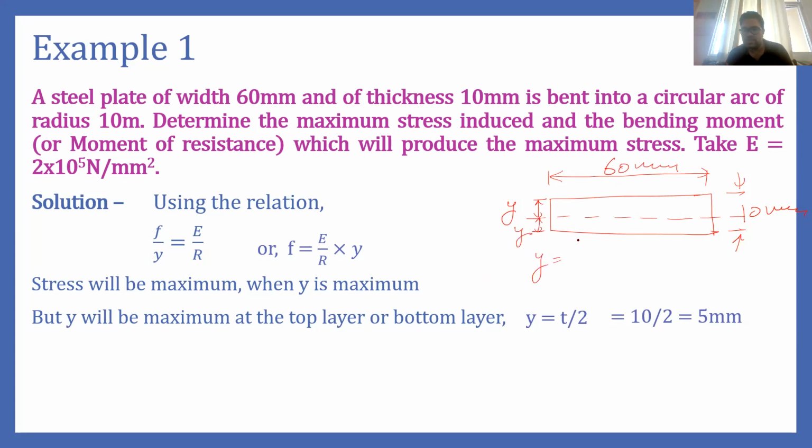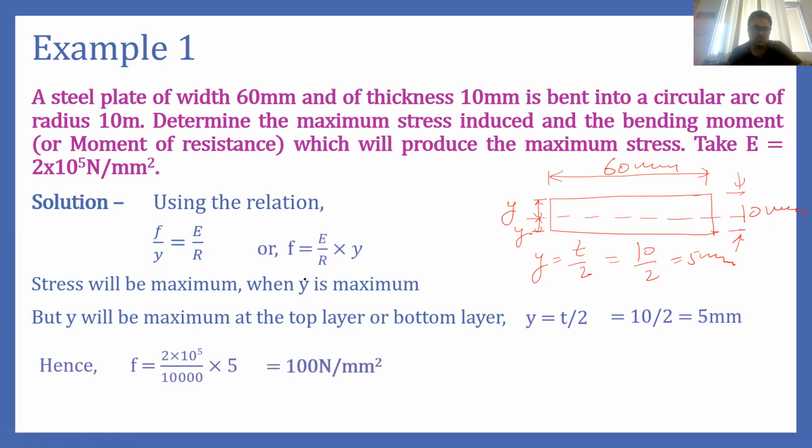Here Y is actually T by 2, which is the thickness by 2, and that becomes 5 mm. Putting this value in the above relation, we get the maximum stress as 100 Newton per mm square. Here all the values are in Newton per mm square, this is in mm and this is in mm. So this is how we calculate the maximum stress in the plate.